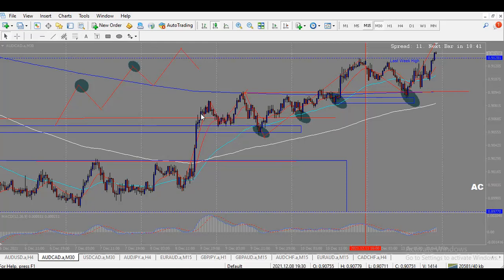What happened? You begin to see smaller candles. You see a big candle, then it begins to slow down. Then here, you begin to see black, blue, red, smaller candles, and then it comes down. That's an area of resistance, right?